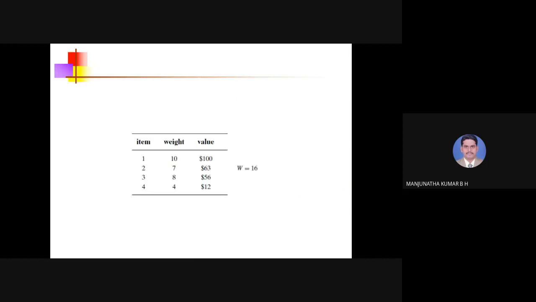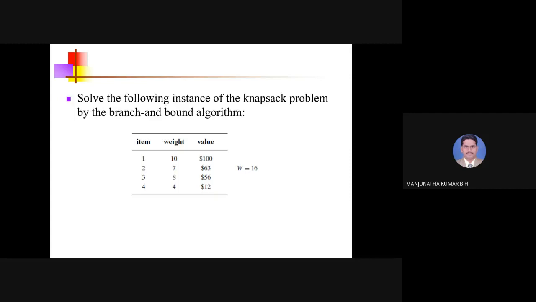Okay. So I have given one more question here. So this is one more problem instance. I will upload this presentation in the Google Classroom. You copy this question and apply the same branch and bound technique concept that I have explained till now and solve this problem. Solve this following instance of the knapsack problem using the branch and bound technique. 4 items, corresponding weight and value is given, and maximum capacity of the knapsack is 16.